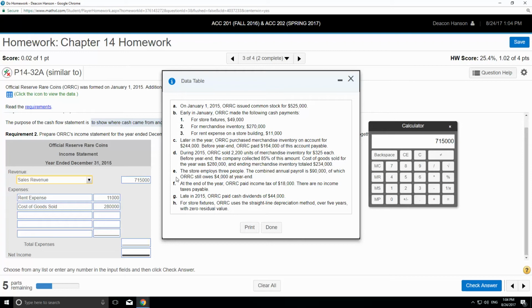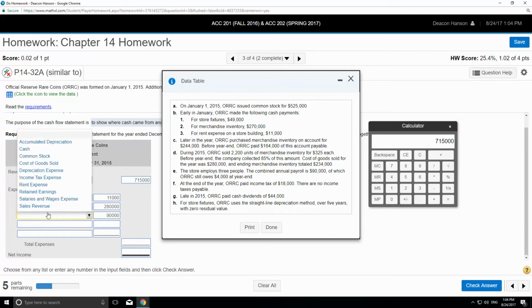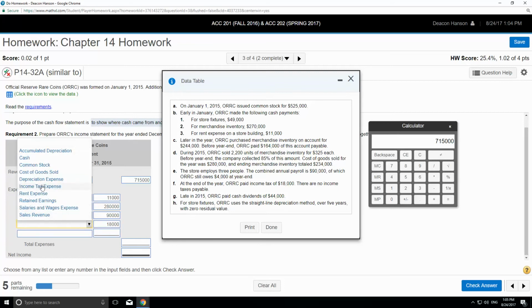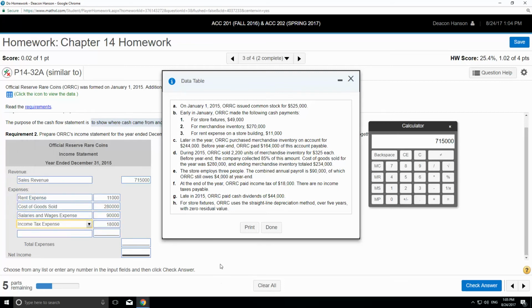So E is pretty straightforward. It says the store employs three people and the combined annual payroll is $90,000. So $90,000 is going to be salaries and wages expense. Then it says, at the end of the year, ORRC paid income tax of $18,000. And they paid it all, so there's no income tax payable. So that's my income tax expense.